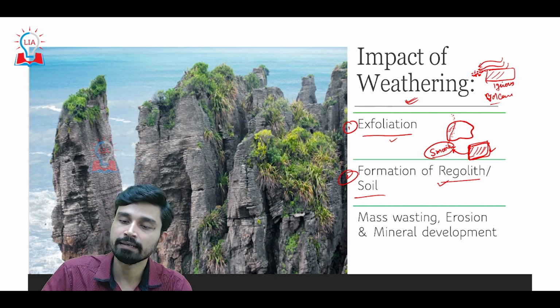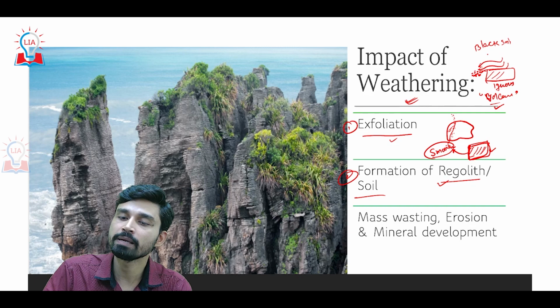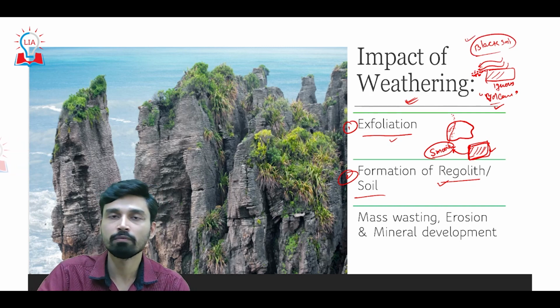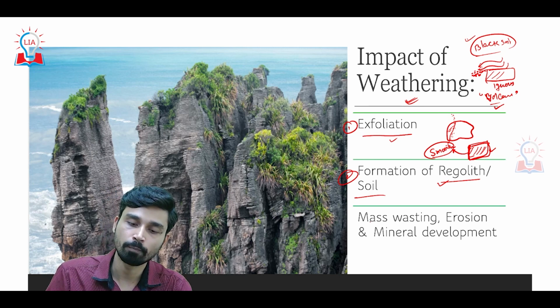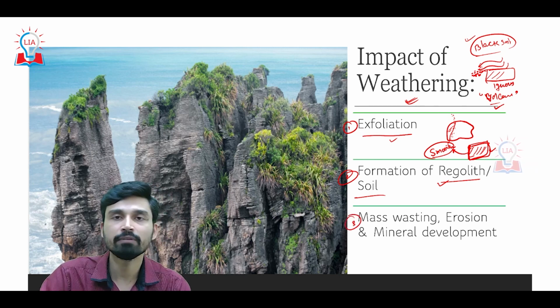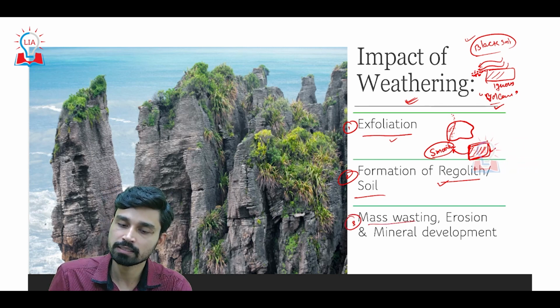And that is why we see in the Deccan Peninsula, due to the erosion of volcanic rock, the development of black soil, which is very fertile, especially with reference to the growth and cultivation of cotton and tobacco. The third major impact of weathering you can see is mass wasting, which we are going to discuss in a while.